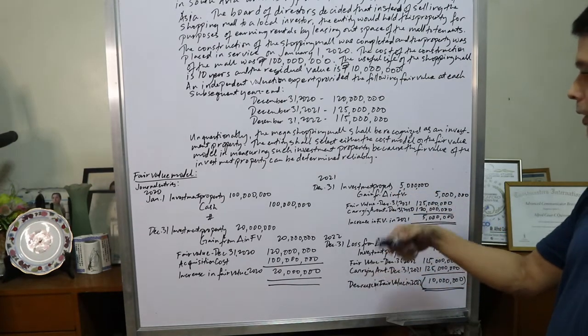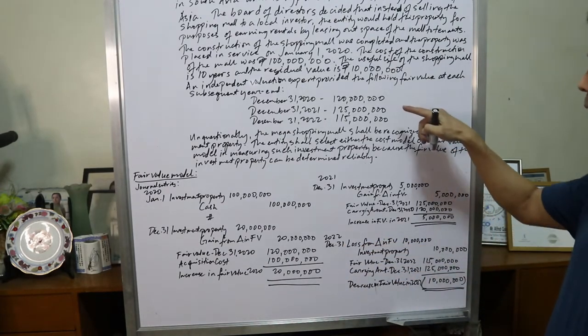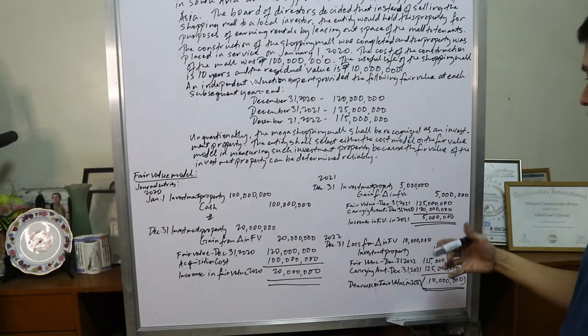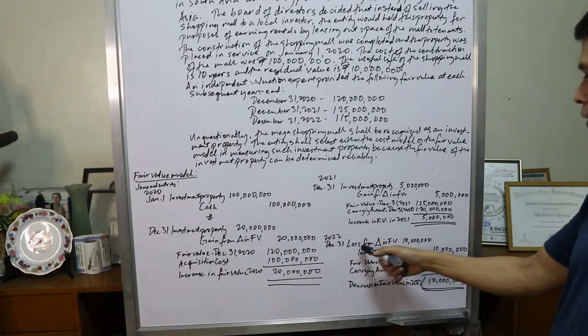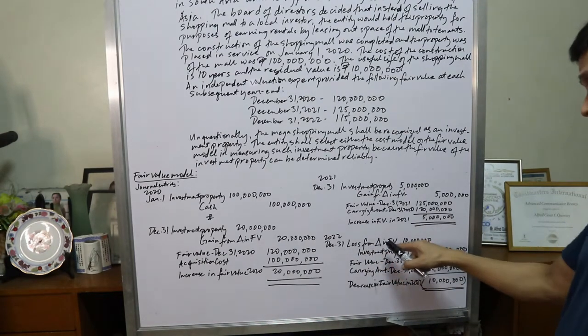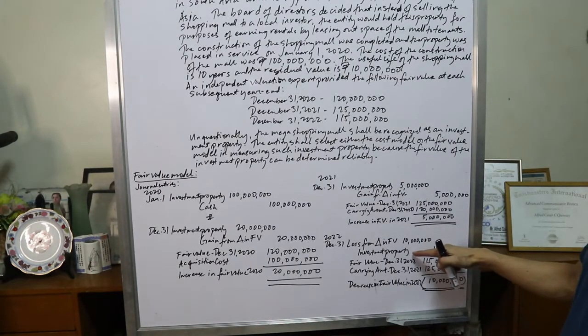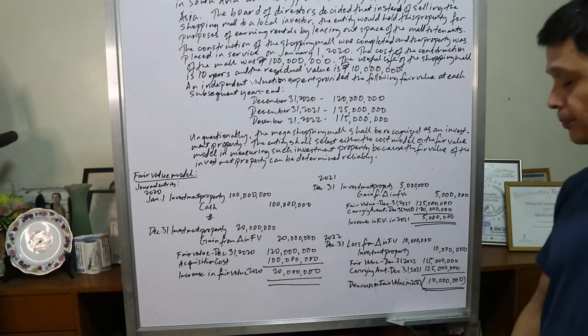And the 1 year after, bumaba naman yung value from 125 million naging 115 million. So there is a 10 million loss or decrease in fair value. So debit loss from change in fair value for 10 million and credit investment property. So credit natin yung asset na investment property for 10 million.